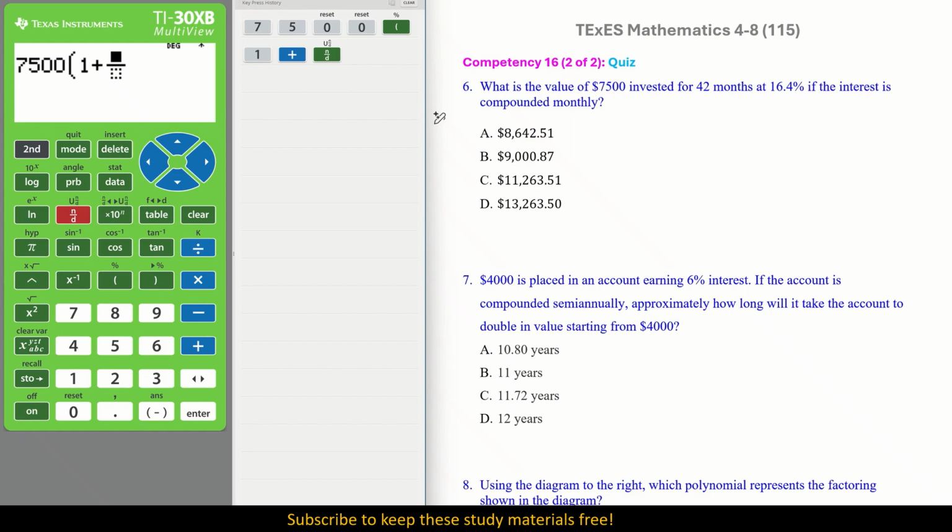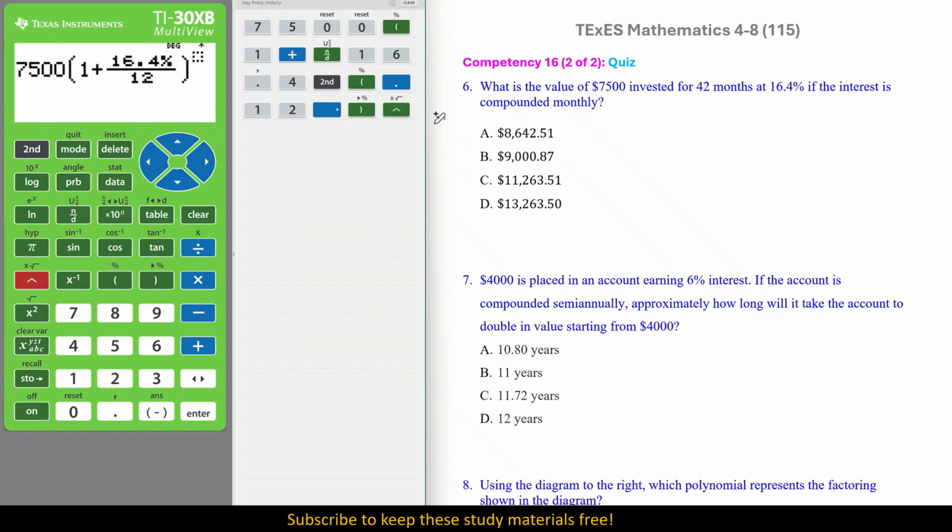Okay, our rate is 16.4, and I want that to be a percent. So I'm going to say second, open parentheses. Okay, so that is now percentage rate. Now, we need n, number of times compounded. If it's going to be monthly, that will be 12. Be compounded 12 times within the year. Now close your parentheses and carry it up.